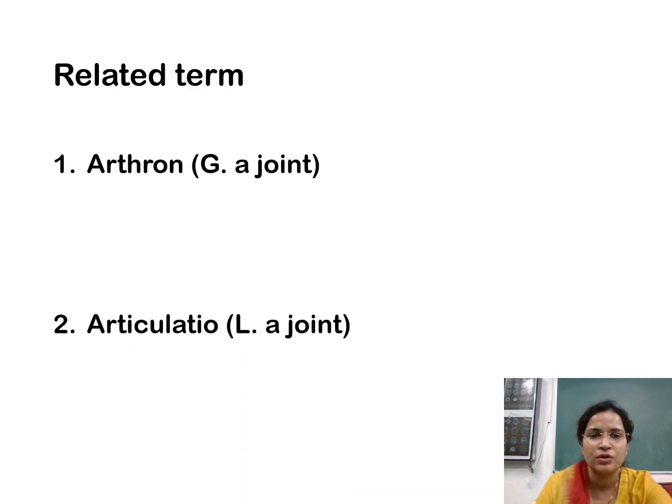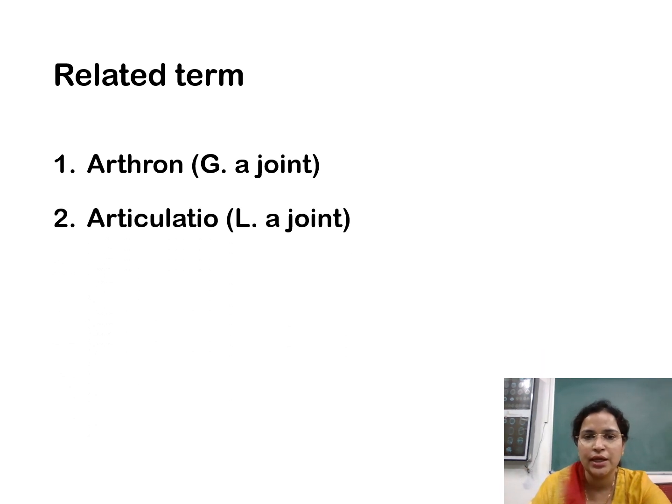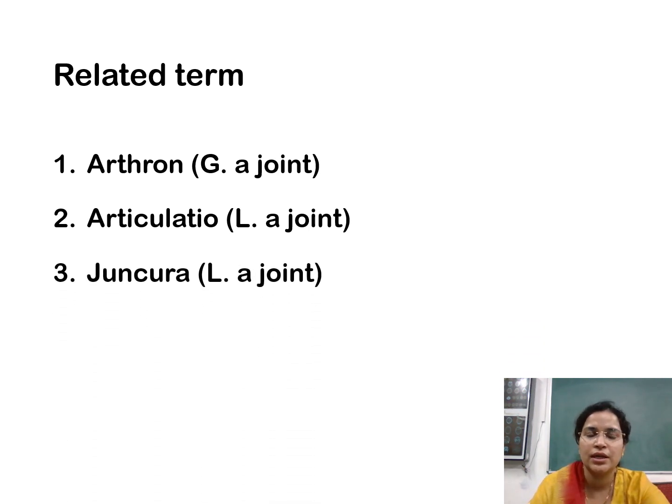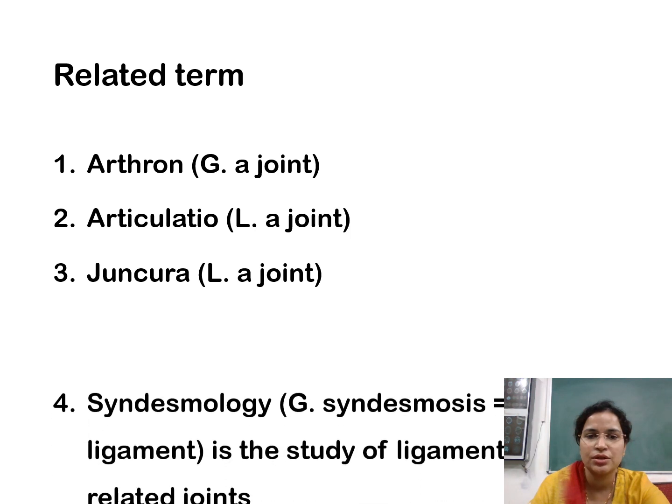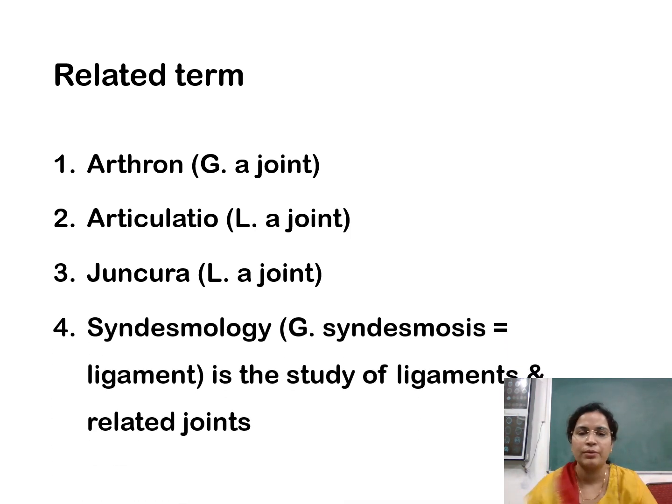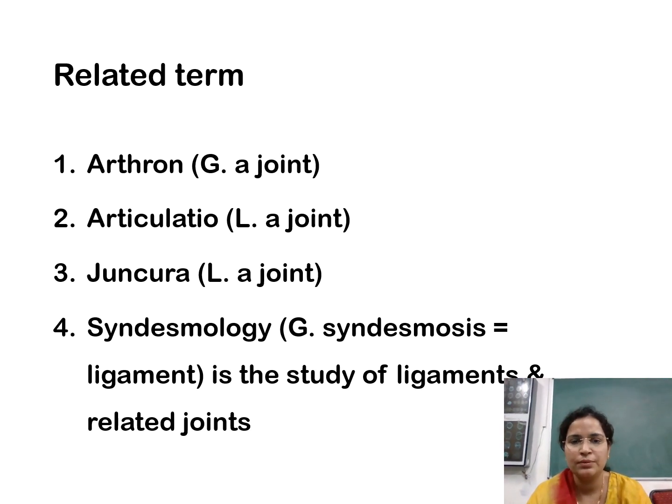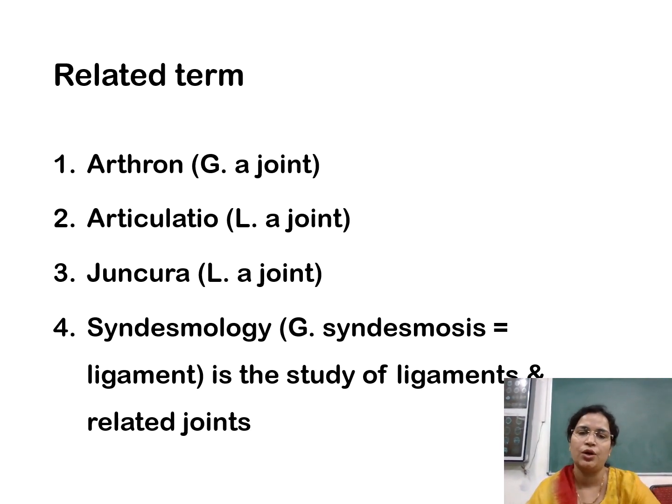Which are the related terminologies? Arthron is the Greek word for joint. Articulatio is the Latin word, again meaning joint, and junctura is also a joint. Now what about syndesmosology? In Greek, syndesmosis means the ligament, so syndesmosology is the study of the ligaments and related joints. So this is arthron, articulatio and junctura.